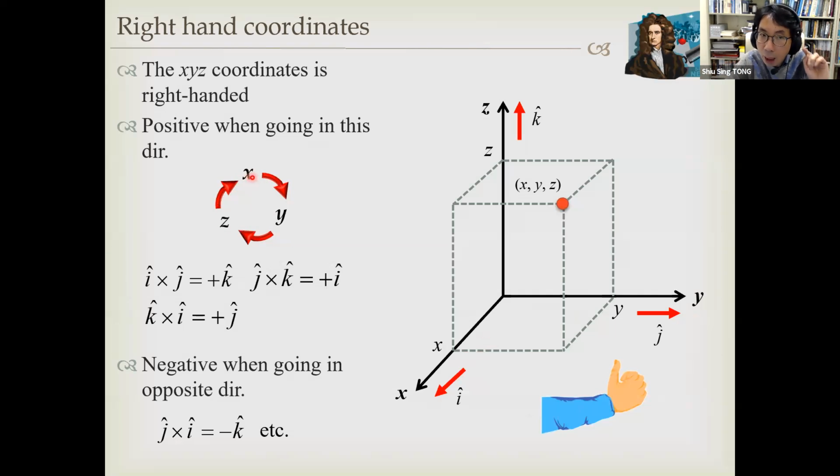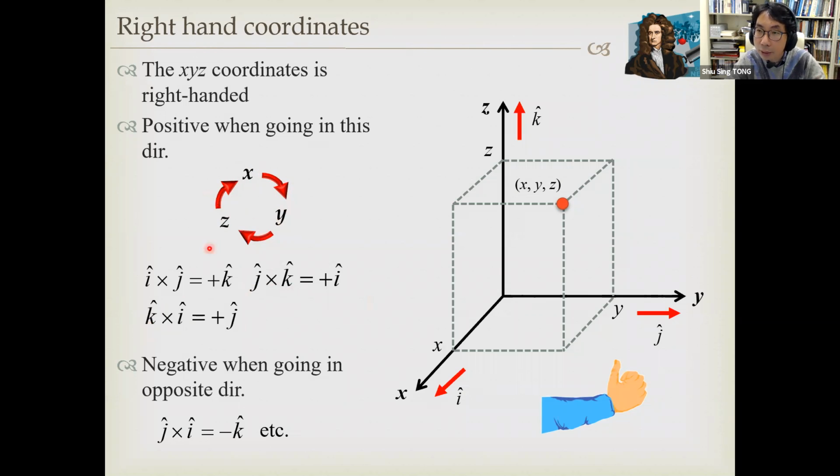If I start from I, which is X, and I cross with J, that is Y, I got Z, that is K, right? So again, if I start with J and K, I got X. J cross K is I, okay? So it's easy to remember. I just follow this circle. I cross J is K, J cross K is I, and K cross I is J, okay?